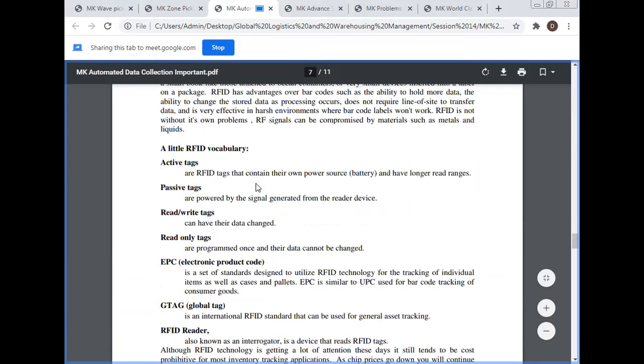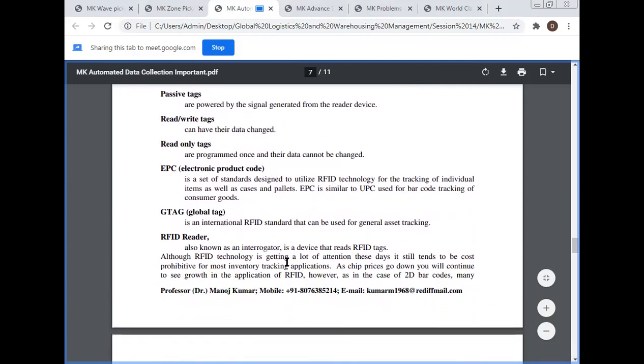Active RFID tags contain their own power source and have longer read ranges. Passive tags are powered by the signal generated from the reader device. Read-write tags can have their data changed. Read-only tags are programmed once and their data cannot be changed. Electronic product code is a set of standards designed to utilize RFID technology. EPC is similar to the UPC, for tracking of consumer goods. GTAG is an international RFID standard that can be used for general asset tracking. An RFID reader, also known as an interrogator, is a device that reads RFID tags.